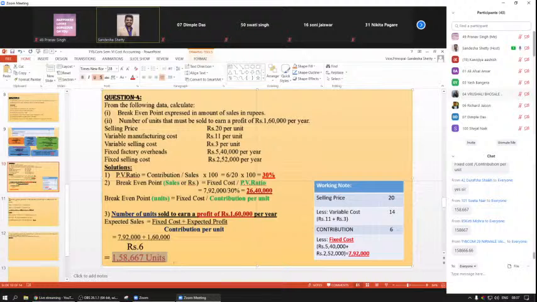So only one thing is that contribution per unit is very important. अगर unit पूछा तो information unit में तो contribution per unit होना चाहिए. Is it clear, students? 1,58,667 units. Correct? Is it clear, students?